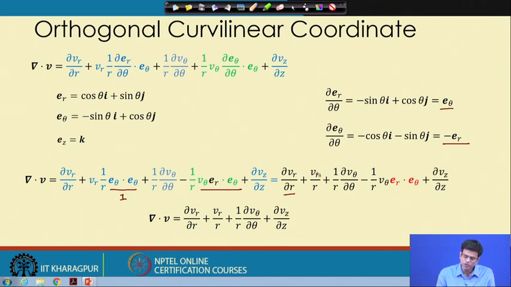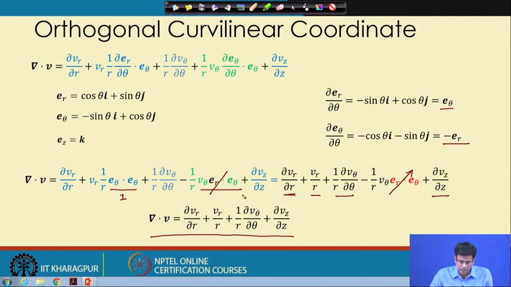this becomes Vr/r and (1/r) ∂Vθ/∂θ. The last quantity, Er dot Eθ, is essentially 0, because it is an orthogonal system. So when r is not equal to θ, it will be 0. So this quantity again vanishes, and ∂Vz/∂z remains. Finally, our non-zero terms will be this plus this plus this plus this. So this is the divergence of a vector field.